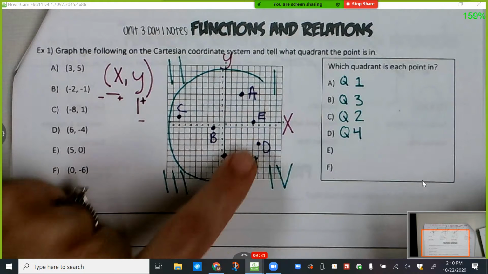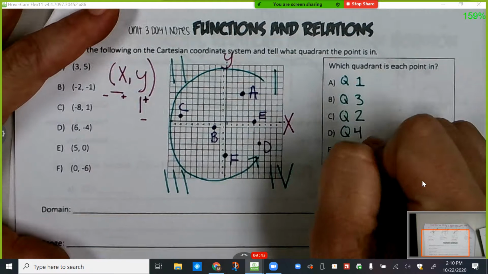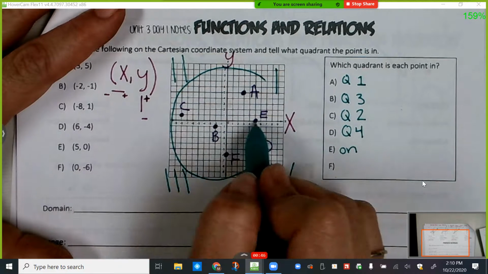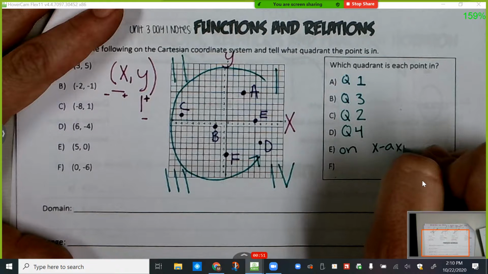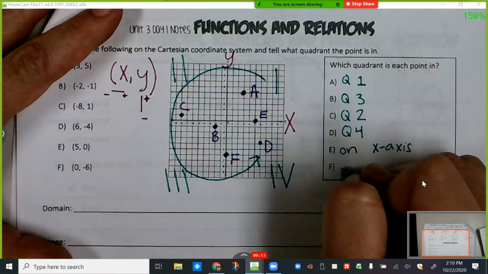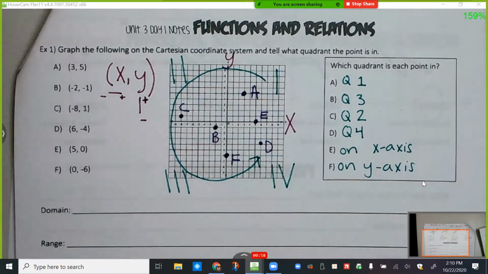Now, what about E and F? E is in both. No sense. So if you had to be specific, what would you say? It's in between. What line is that? X-axis. Okay, so what about F? Y-axis. Yeah, because they're not technically in a quadrant. They're on the line. Okay, so we're going to specify by saying on which axis they're on. Okay? Any questions with that?